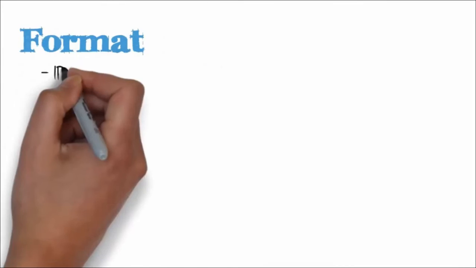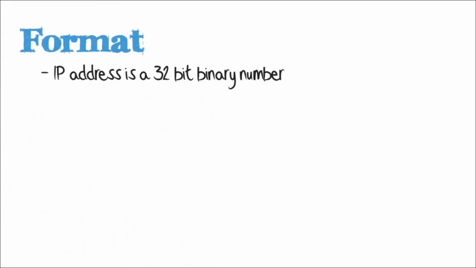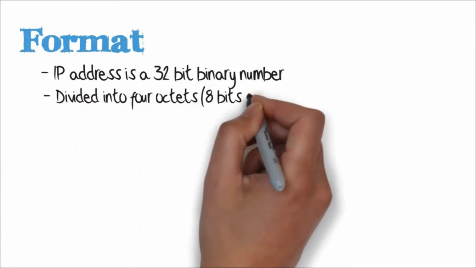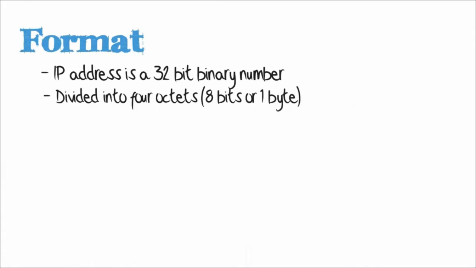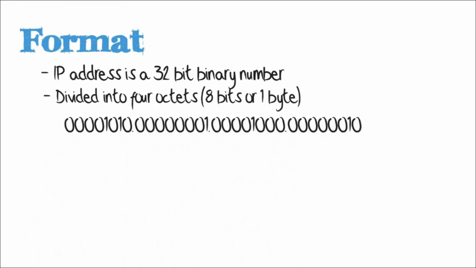So once again, the format of an IP address, in this case IPv4, is a 32-bit binary number. It's divided into 4 parts, or 4 octets, which are 8 bits or 1 byte in size. So an IP address could be written in binary, or it could be written in dotted decimal notation. So just to summarize, it's a 4-byte number or 32-bit number, typically written in dotted decimal notation, but be aware that it's actually a binary address of 32 bits.